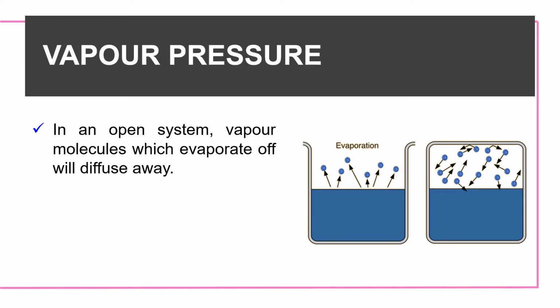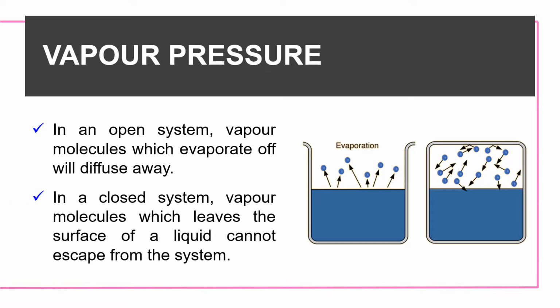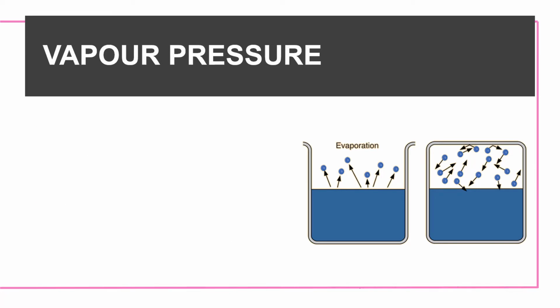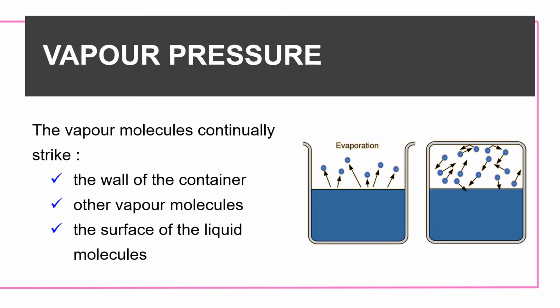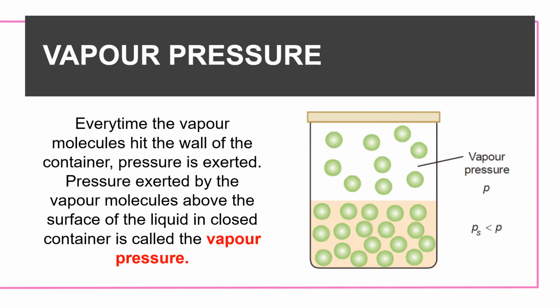In an open system, vapor molecules which evaporate off will diffuse away. In a closed system, vapor molecules which leave the surface of a liquid cannot escape from the system. They remain in the closed container and in contact with the surface of the liquid. These vapor molecules are in constant random motion. Therefore, the vapor molecules will continually strike the wall of the container, the other vapor molecules, and the surface of the liquid. Every time the vapor molecules hit the wall of the container, pressure is exerted. Pressure exerted by the vapor molecules above the surface of the liquid in a closed container is called the vapor pressure.